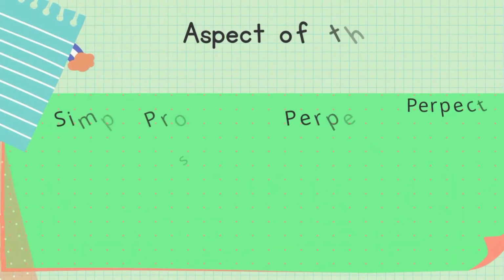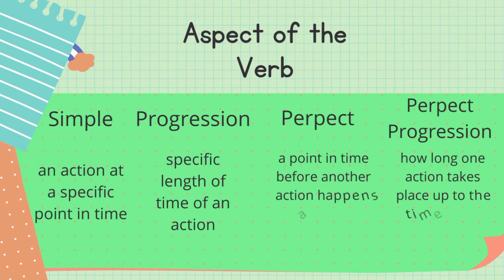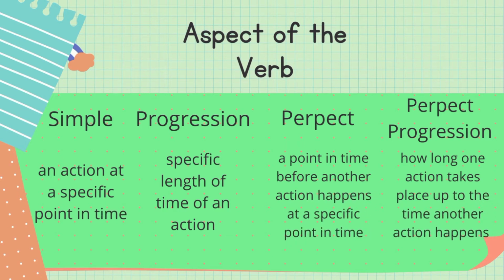Each of the tenses has four aspects: simple, progressive, perfect, and perfect progressive. Simple tenses are used whenever you are talking about an action at a specific point in time. Progressive tenses are used whenever you are talking about the specific length of time of an action. Perfect tenses are used whenever you are talking about a point in time before another action happens at a specific point in time. And the last, perfect progressive tenses are used whenever you are talking about how long one action takes place up to the time another action happens.